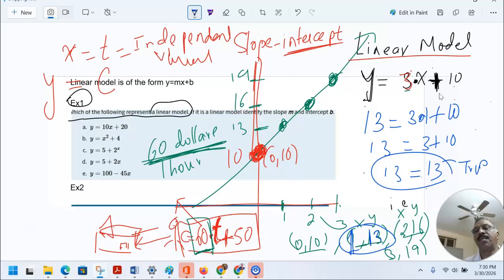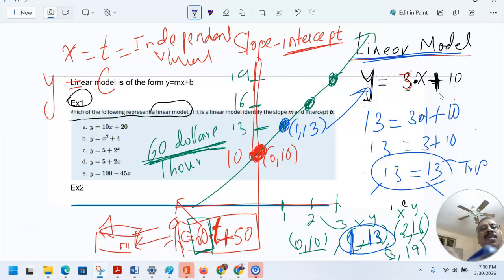What does that basically mean? If a point, 1 and 13, is on the line, we say it satisfies this linear model. So that's the understanding here. Satisfies means the left side becomes equal to the right side.